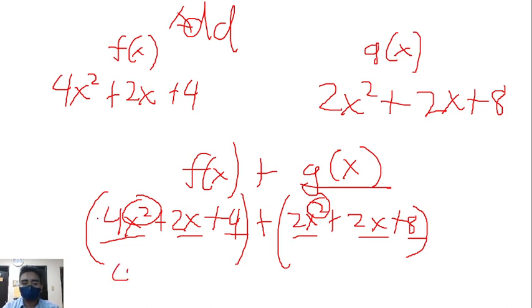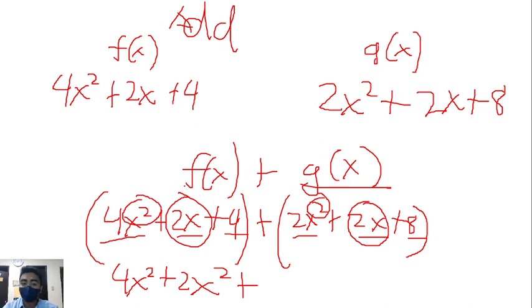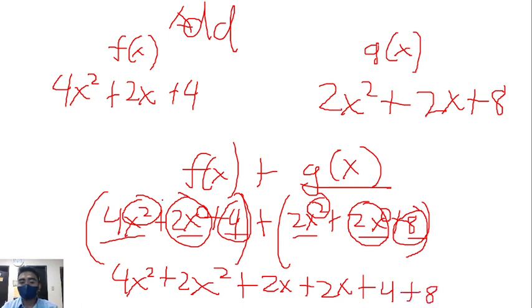So we could simply have 4x squared plus 2x squared, next plus 2x plus 2x. They are the same, knowing that they share the same degree. What's the degree? It's 1. So it is 2x plus 2x, correct? Plus 4 and plus 8. Our 4 and 8, these are constants, correct? We have coefficient and variable, though we also have constants. So let's combine them all. How do we combine them all?